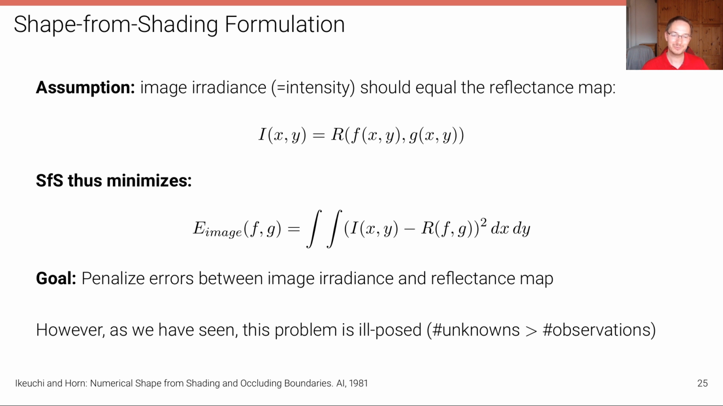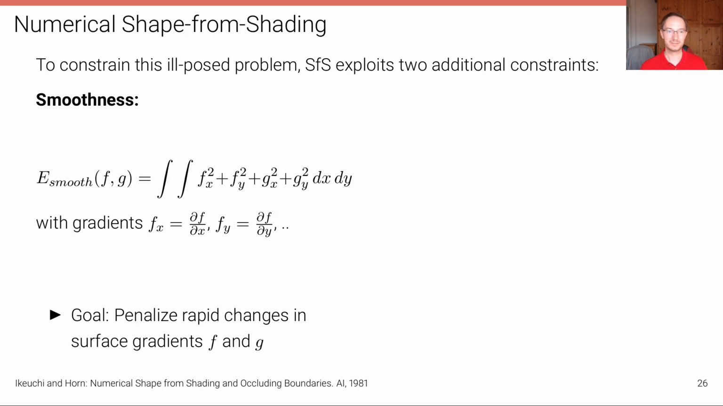However, as we have seen before already, this problem is highly ill-posed. There are many solutions, f and g, that give rise to an r that is equal to I, because there are more unknowns than we have observations. To constrain this ill-posed problem further, shape-from-shading therefore exploits two additional constraints. The first constraint is a simple smoothness constraint, as we have already seen in the case of optical flow. We call this additional energy term E smooth.